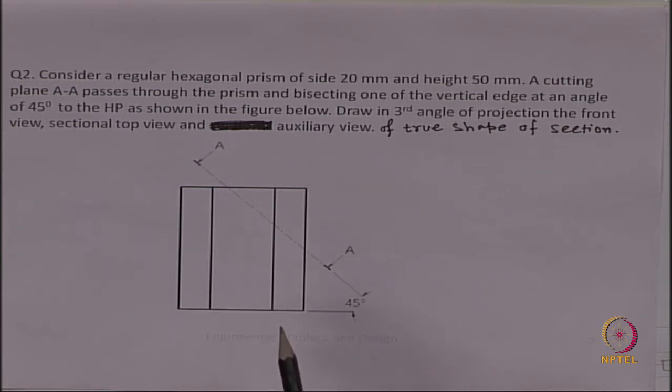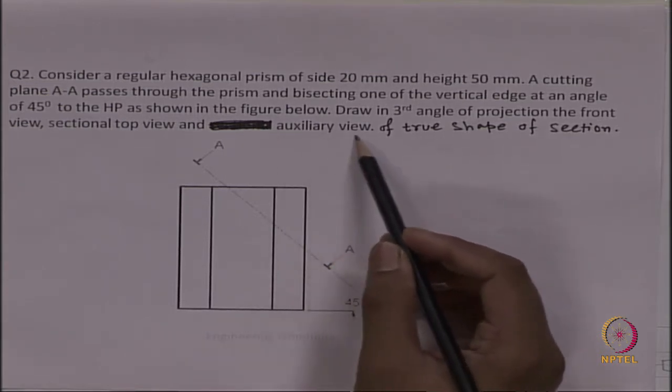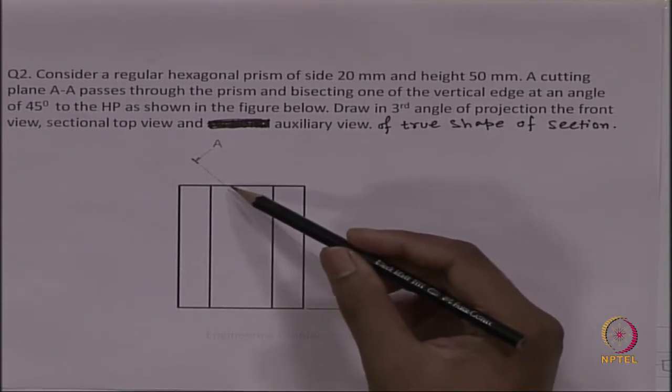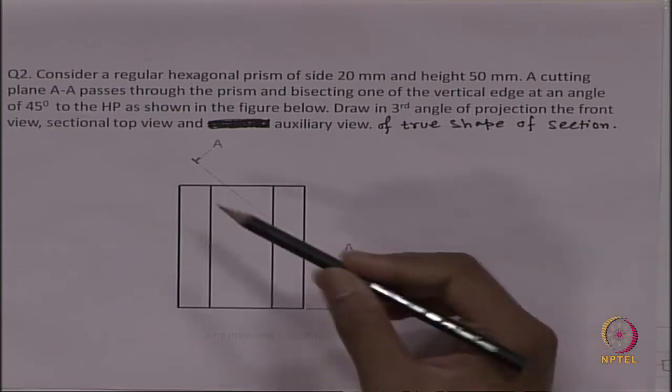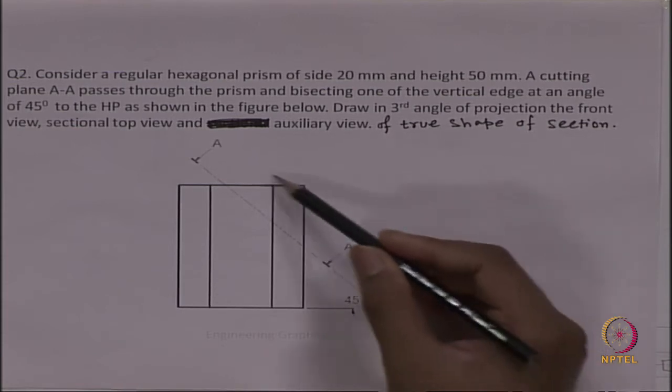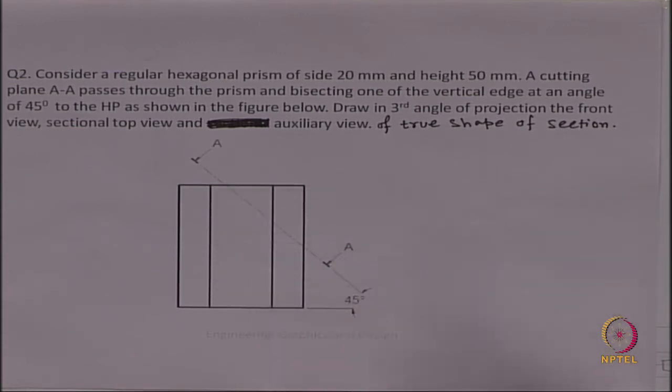For those kind of objects, planes or features, we need an auxiliary view. If we want to capture their true shape or true view, we have to go for an auxiliary view. You already know that from the class. As in this question also, there is a plane like this. After cutting the hexagon through this plane, we will get an inclined surface. To understand the actual feature of the inclined surface, or the actual length and actual section, we have to go for the auxiliary view.